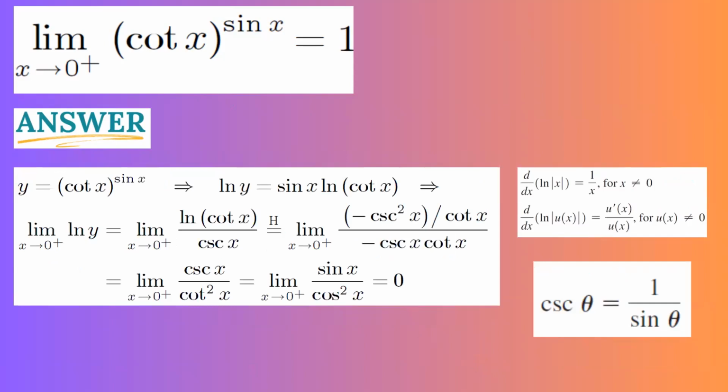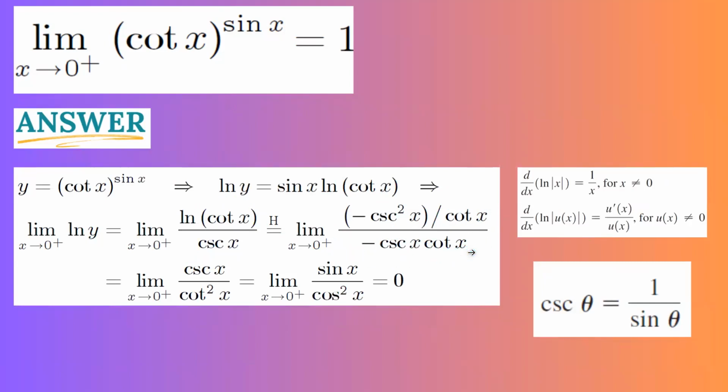So when you apply L'Hopital's rule here, you have the derivative of ln of cotangent of x, and you have the derivative of cosecant of x. The derivative of ln, as you remember, if you have ln of u, it is equal to u prime over u. So we are taking the derivative of cotangent, which is negative cosecant squared, divided by u, which is cotangent itself. So u prime over u. Divide by the derivative of cosecant, which is negative cosecant times cotangent.